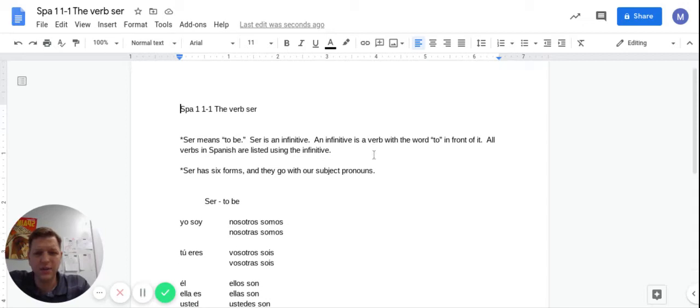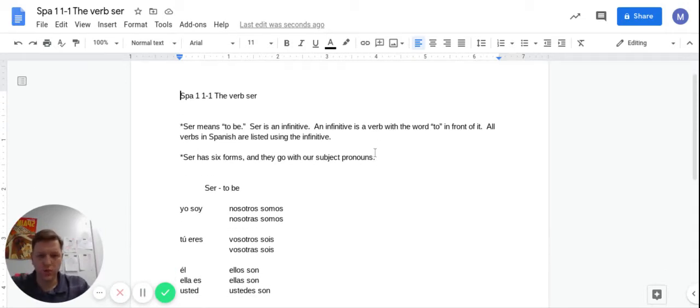La clase, we are taking a look at Unit 1, Desafío 1, the verb ser today. A little bit of grammar. Ser means to be in Spanish. Ser is a verb meaning to be, but the forms of ser don't necessarily mean be.